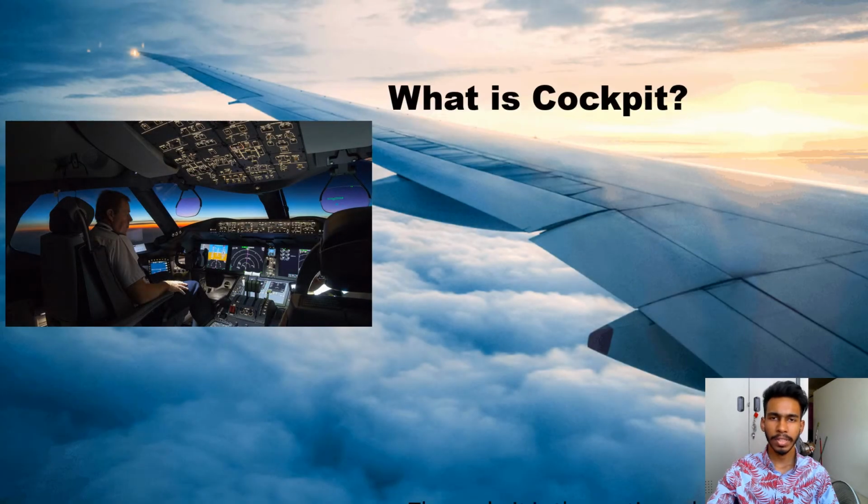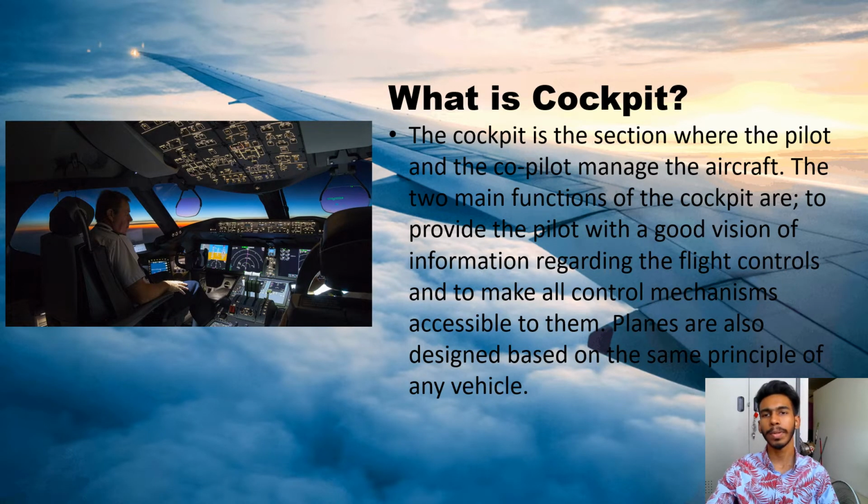Next, what we'll be seeing is what a cockpit is. The cockpit is the section where the pilot and the co-pilot manage the aircraft. This is the place where the pilot controls the aircraft movements, or primary flight controls. The two main functions of the cockpit are to provide the pilot with a good vision of information regarding the flight controls and to make all the control mechanisms accessible. Planes are also designed based on the same principle.